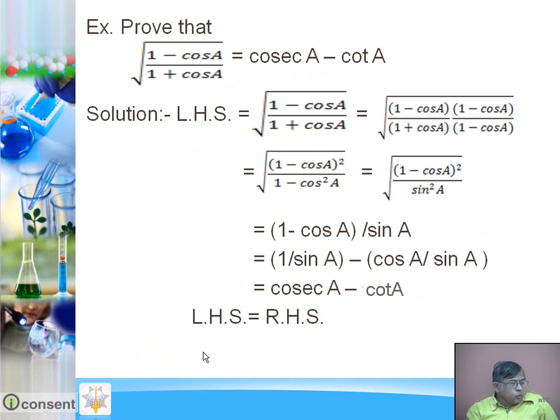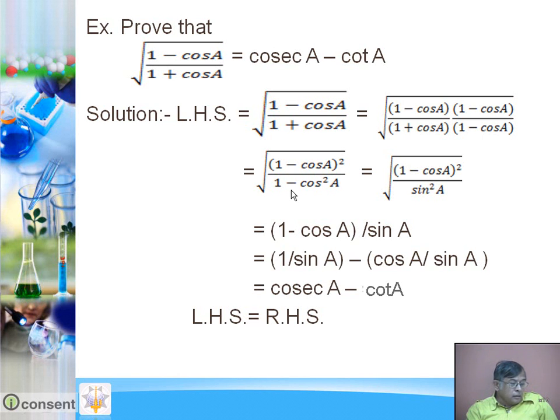Now consider one more problem: square root of 1 minus cos A upon 1 plus cos A. Now we know that 1 minus cos square A is equal to 1 plus cos A into 1 minus cos A. So here we will multiply numerator and denominator by the same number, 1 minus cos A. Now this becomes 1 minus cos A bracket square, and 1 plus cos A into 1 minus cos A means 1 minus cos square A.